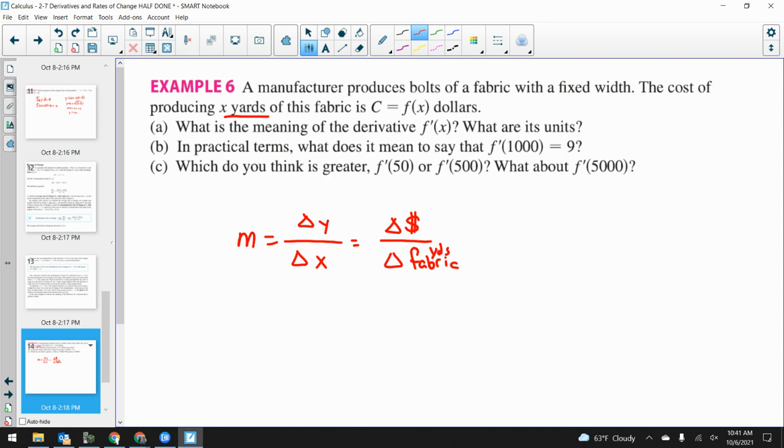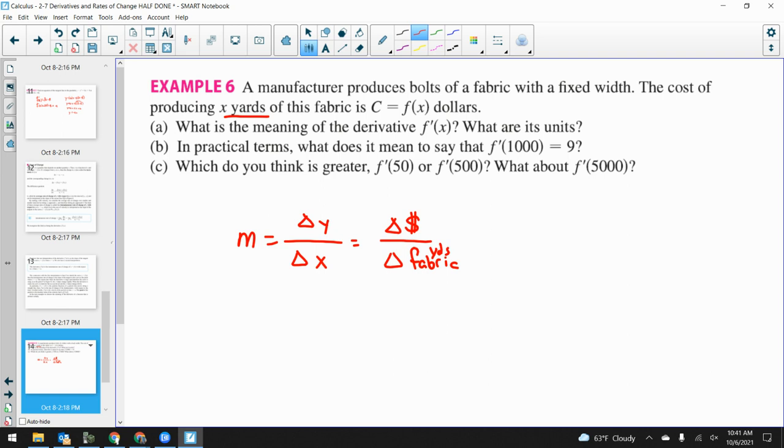So what is the derivative truly representing in this case? The derivative is truly representing that at any time when I say, okay, I want to put in 1,000 yards or 50 yards or 500 yards or 5,000 yards, that is the instantaneous change in the amount of money that that different length of fabric would cost. Okay, that is the instantaneous change in money, dependent upon the size of the fabric that I'm choosing.